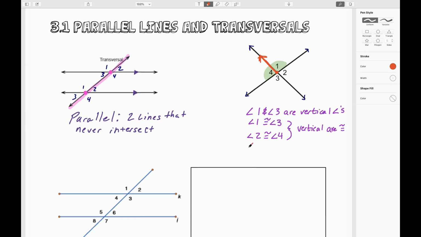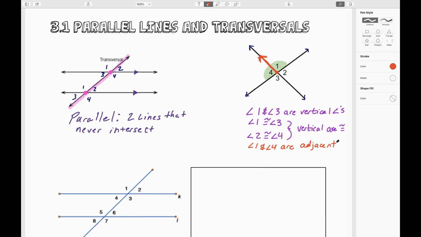So I'm going to just say angle 1 and angle 4 are adjacent. When I say that, that is not the only ones that are adjacent, because it's 1 and 4, 1 and 2, 2 and 3, 3 and 4.